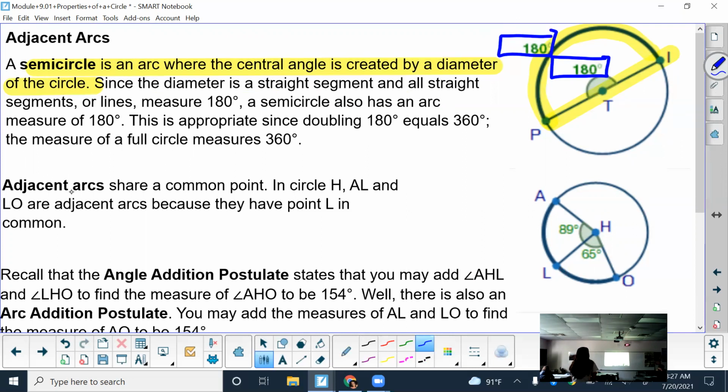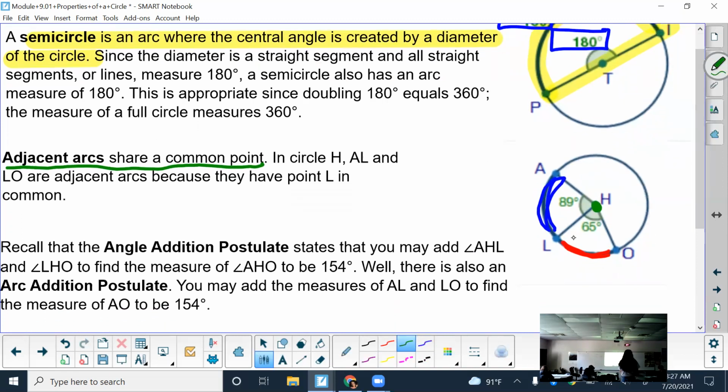All right, then we have adjacent arcs that share a common point. So like down here, we have arc AL adjacent or next to arc LO, and they share a common point of L. All right, so that would be adjacent arcs.